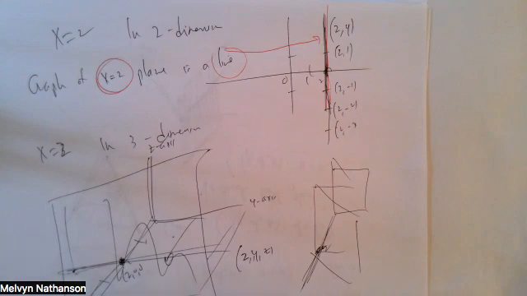That's what it is. x equals 2 says your first coordinate is equal to 2. Second and third coordinates are completely unrestricted. But x has to equal 2.